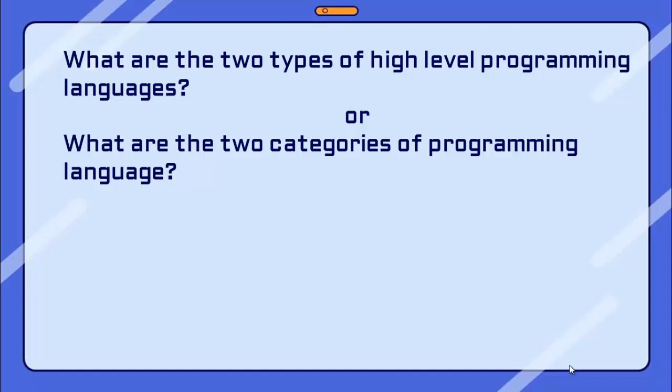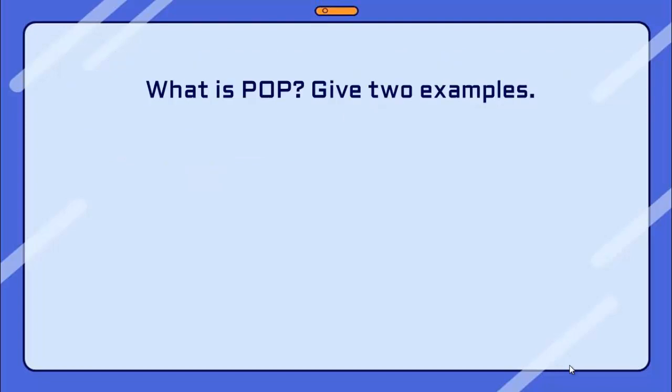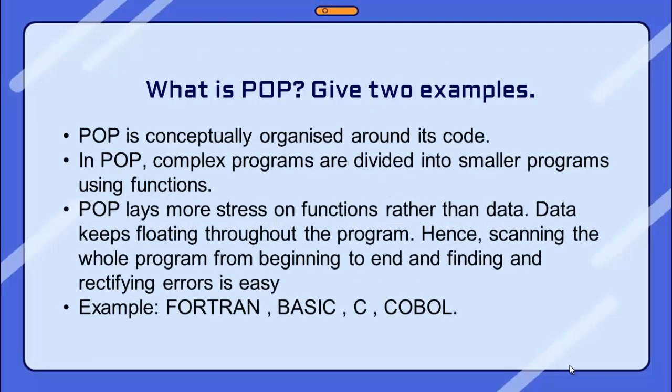And the second question, what are the two types of high level programming languages, or what are the two categories of programming languages? One is object oriented programming, another one is procedure oriented programming. What is procedure oriented programming? Give two examples. Procedure oriented programming is conceptually organized around its code.